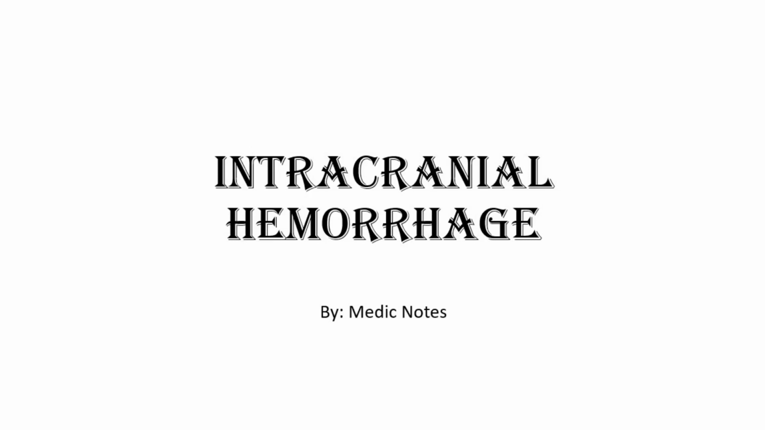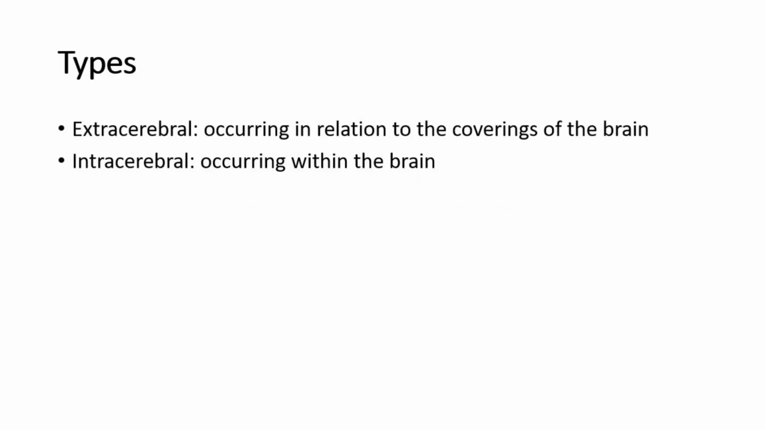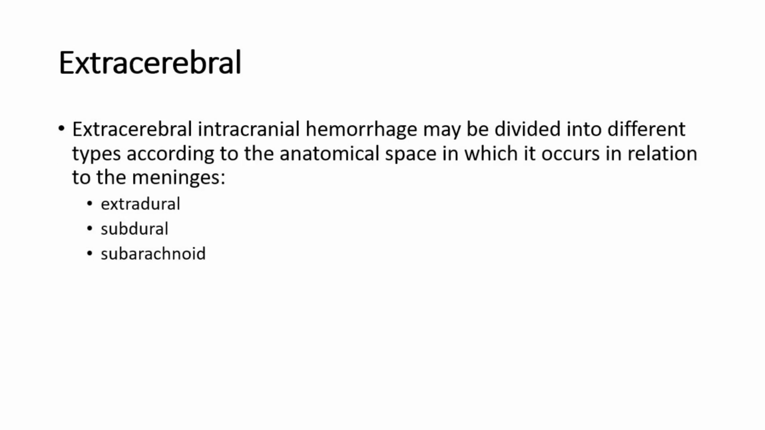This video is on intracranial hemorrhage. Intracranial hemorrhages can be divided into two main types: extracerebral, occurring in relation to the coverings of the brain, and intracerebral, occurring within the brain. Extracerebral intracranial hemorrhage may be divided into different types, according to the anatomical space in which it occurs in relation to the meninges: extradural, subdural, and subarachnoid.